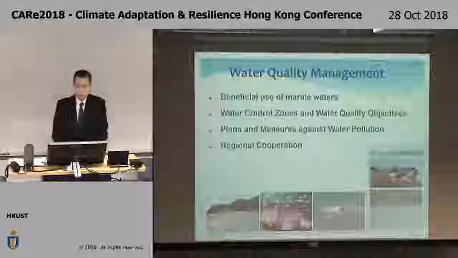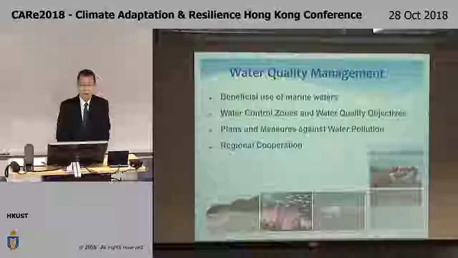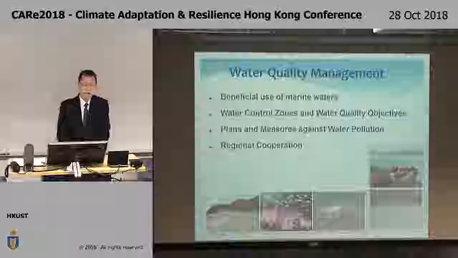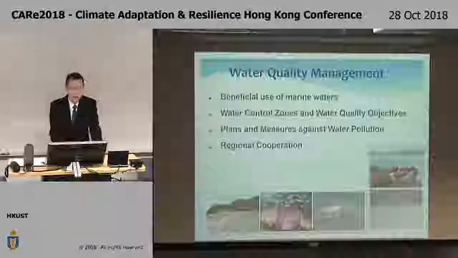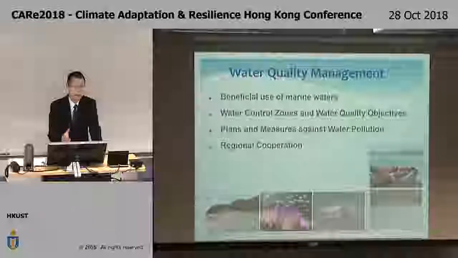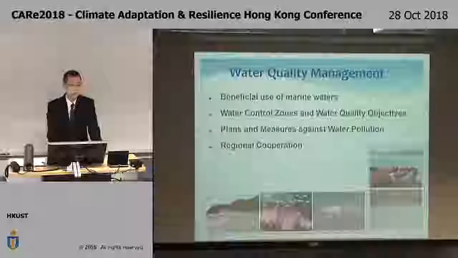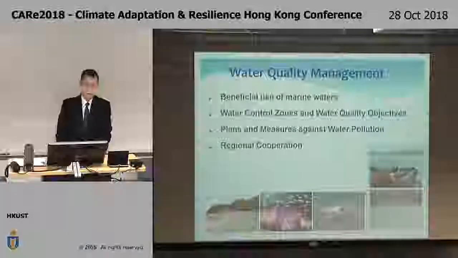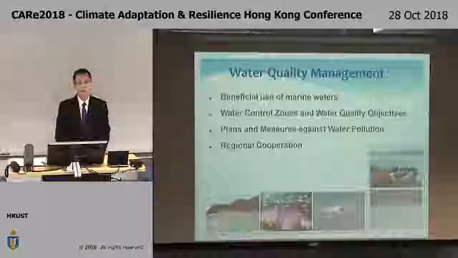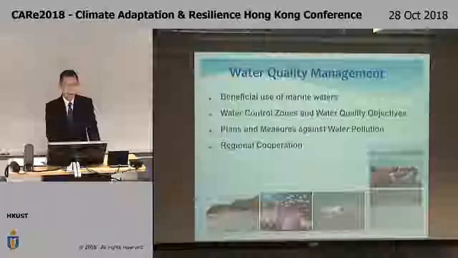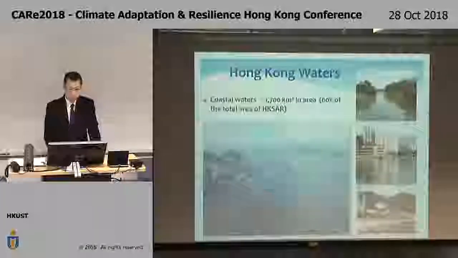And as you have known, we have set up some water control zones. And for each control zone, we have a water quality objective. I will talk about this later on. And then I will share with you some of our plans and measures that we have taken to improve the water quality in Hong Kong. And some regional cooperation, as Professor Tai said, we are in the middle of the Pearl River Delta region, and we need to share with all the other stakeholders.